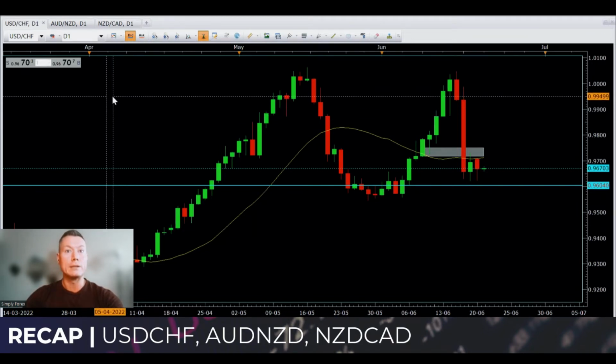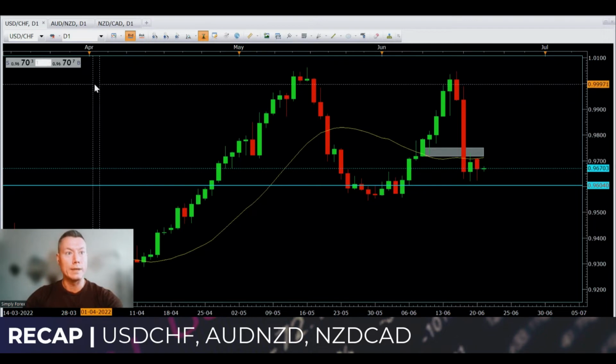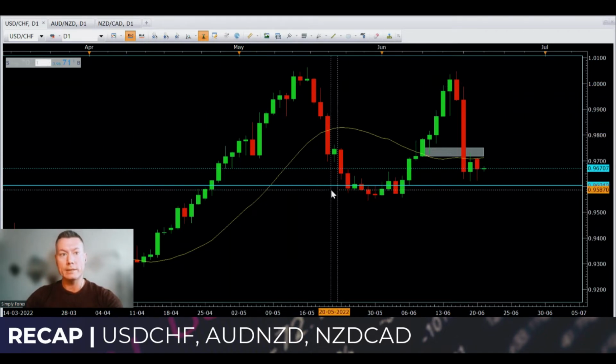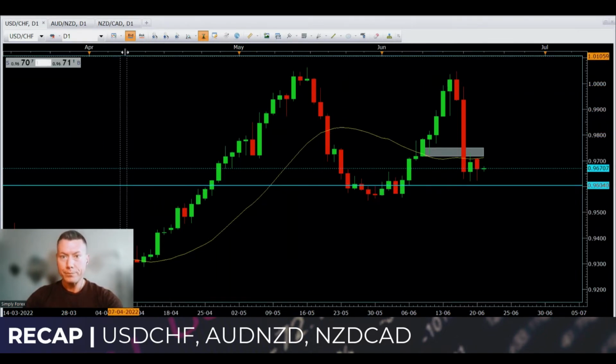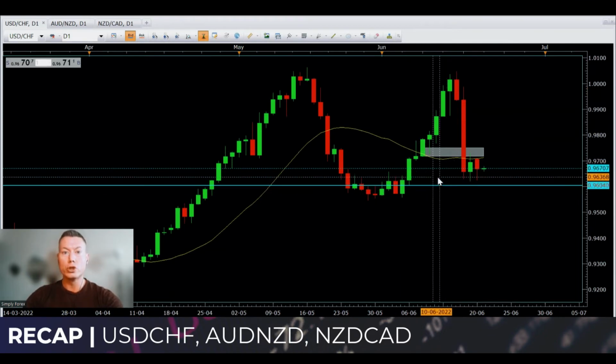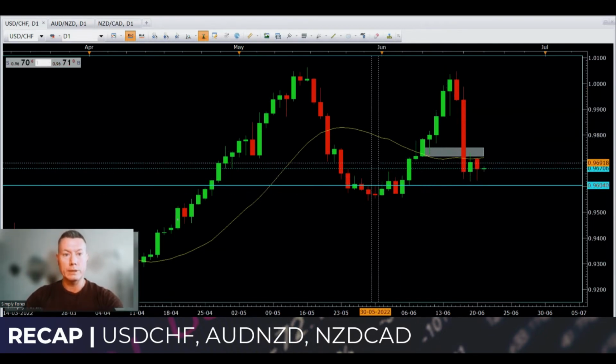So there were three trades from yesterday, guys. The first one is this, the US dollar against the Swiss franc. Okay, so the idea was to short this market. Price was in an uptrend, higher highs, higher lows, higher highs. Then eventually price came down and broke this low here. So for me, structure had changed.